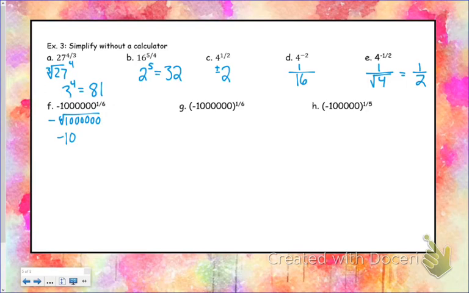Whereas on G, I'm doing the 6th root of a negative 1,000,000. That has no solution because I can't take the 6th root of a negative. But if this was the 5th root of a negative 100,000, that does have an answer because you can do an odd root. So this is negative 10. Okay, so there was a difference between all of those questions for different reasons.